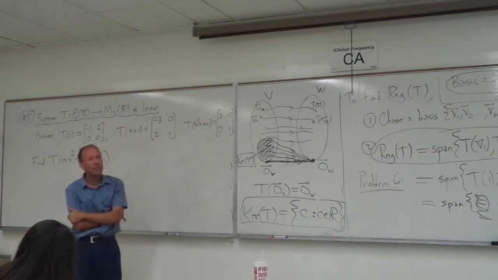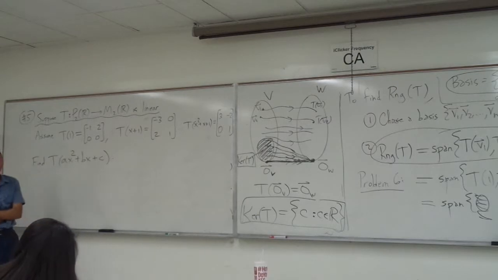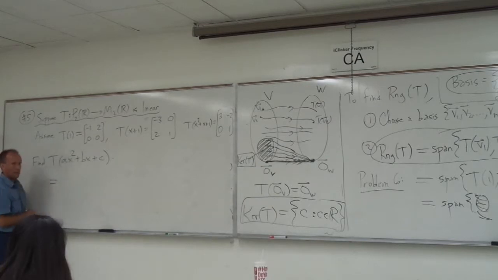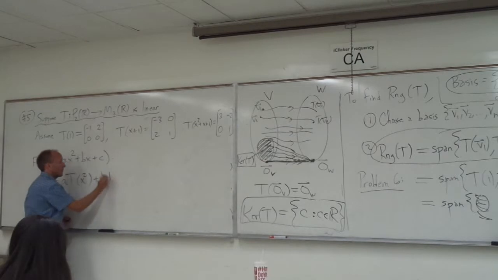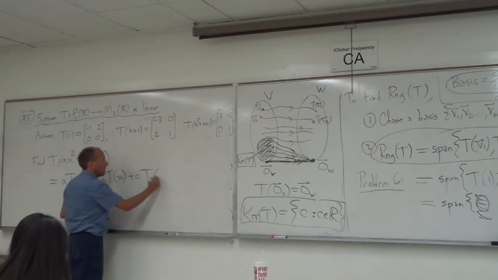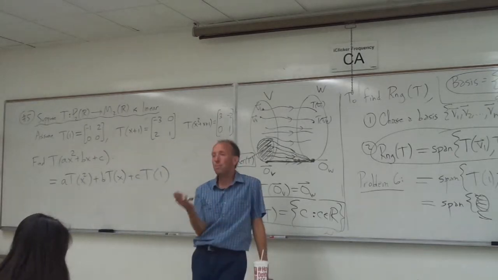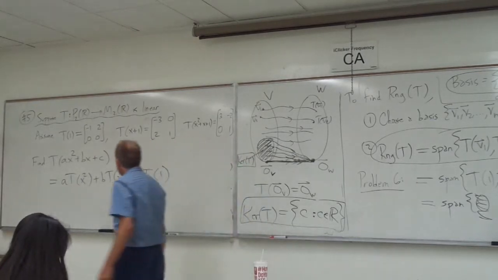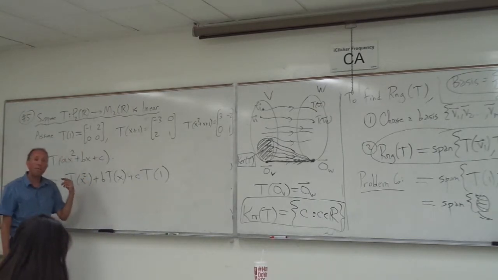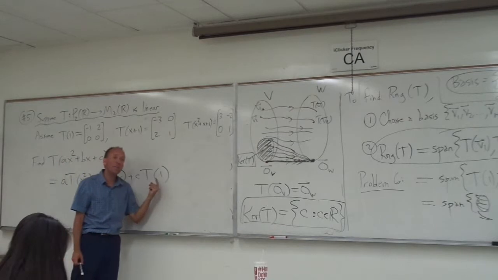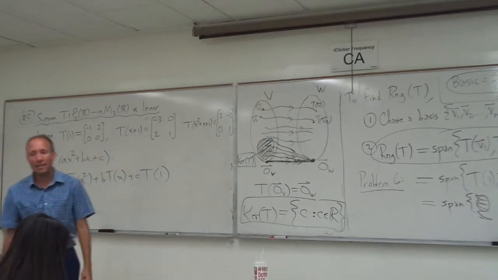Does anybody have an idea of how this works? Erwin? So you would first distribute the transformation: T of ax squared plus T of bx plus T of c. And you would pull out the a and the b, and you get T of x squared. This is absolutely the trick, guys. When you pull out a c, you get just T of 1. Linear transformations respect linear combinations. They respect addition and they respect scalar multiplication. So if I know what T of x squared is, T of x is, and T of 1 is, then I know T of anything.